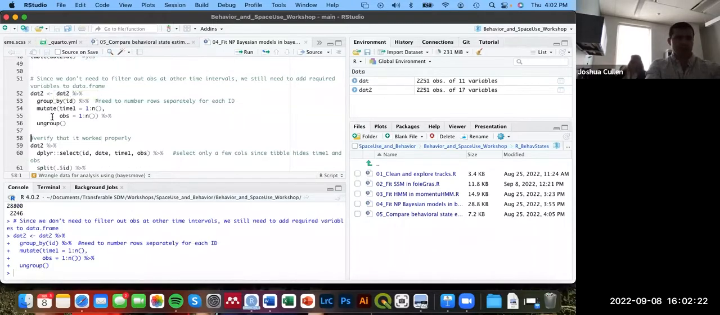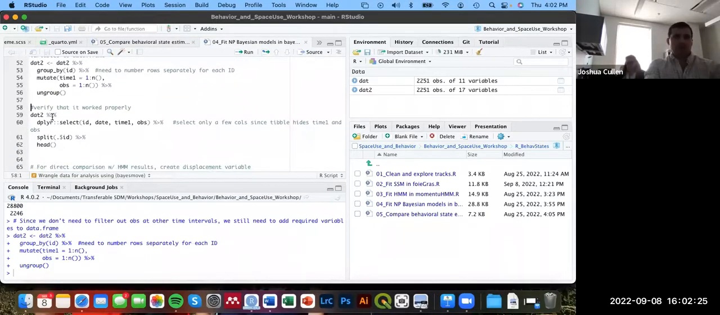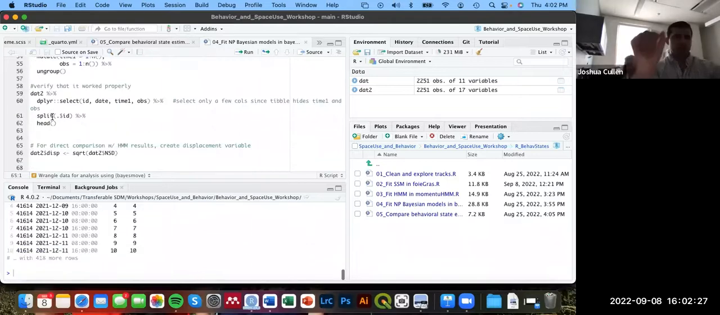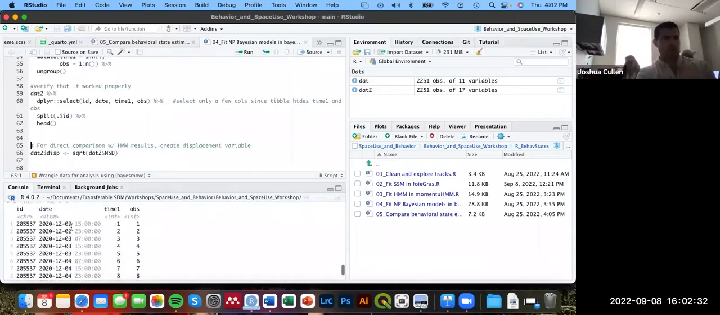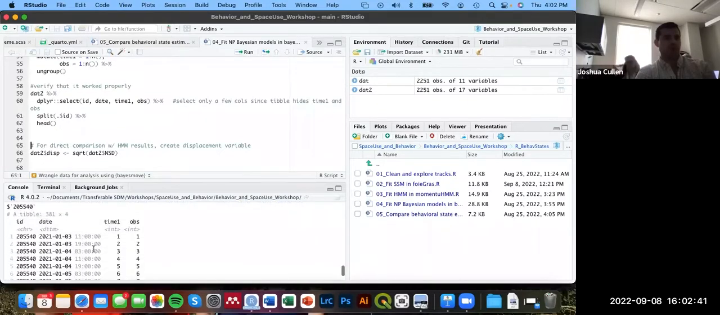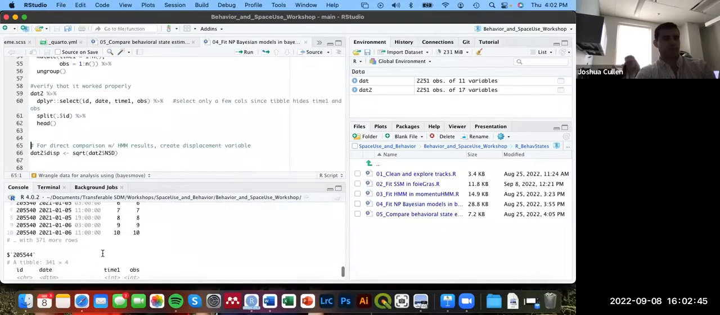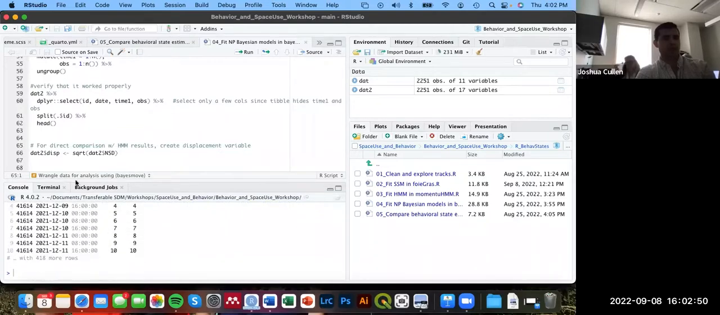All right. And now we're going to verify that that worked properly. So scroll up to the top of this printout. So we see ID 205537 and time1 and obs both start at 1 and they go through 10. And then this next individual again starts at 1 and they all start at 1. So that's good. They didn't start at some other higher number.